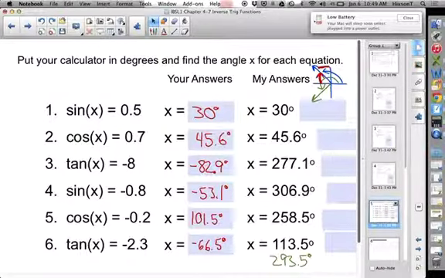Alright? Is that making sense? Excuse me, can you explain number 2, please? One more time. Number 2? Yeah. Okay. When you just punch it into your calculator, you get the 45.6. Okay?